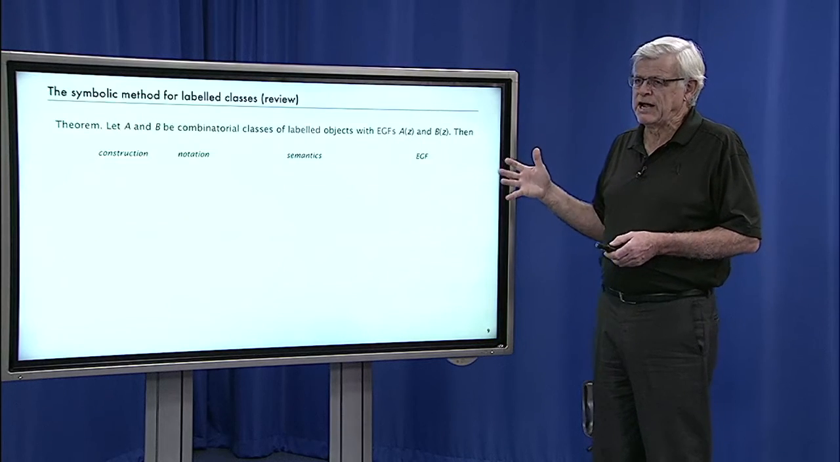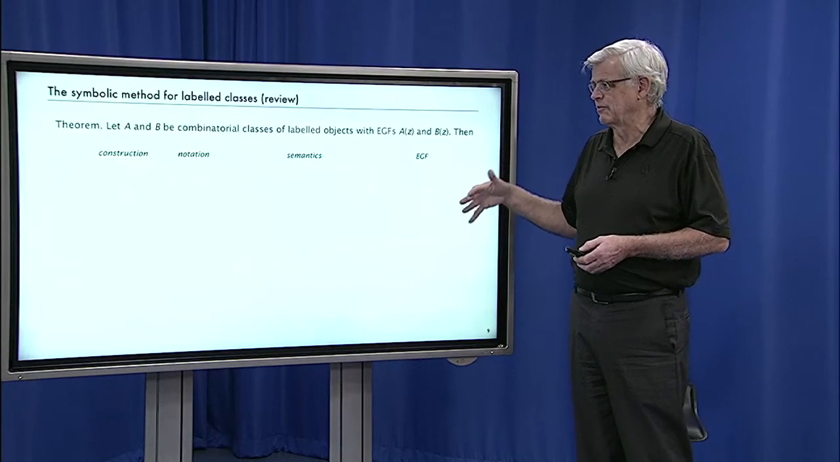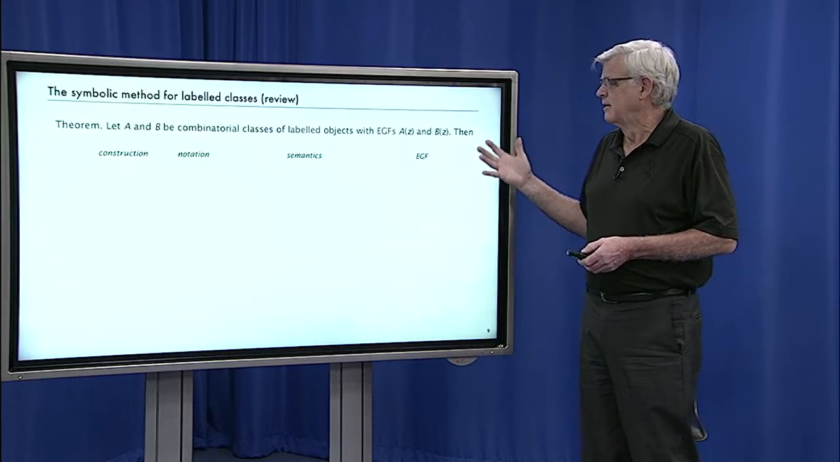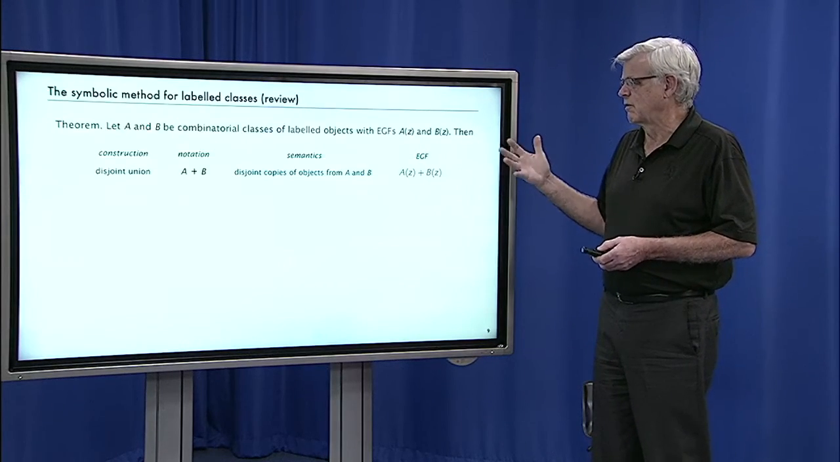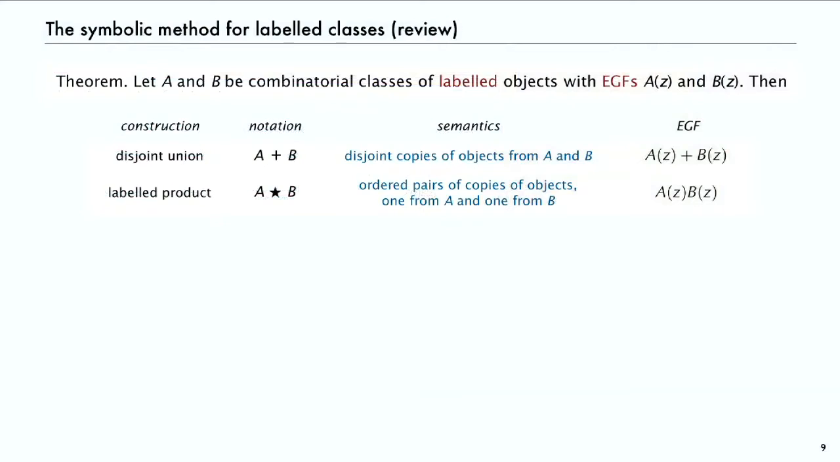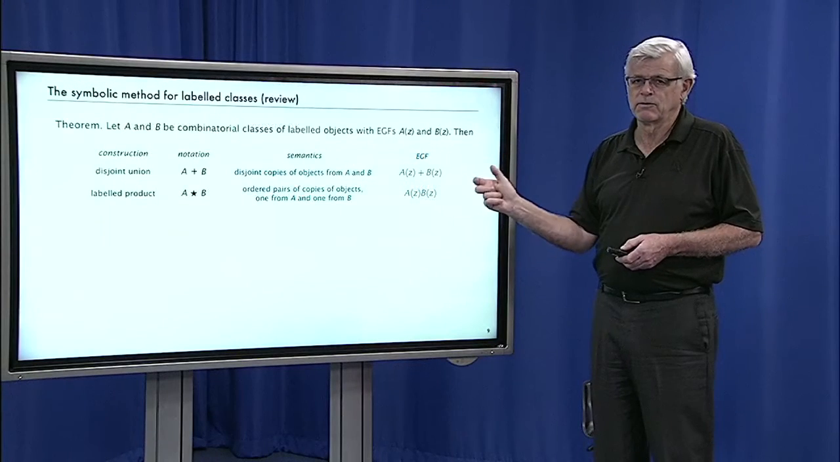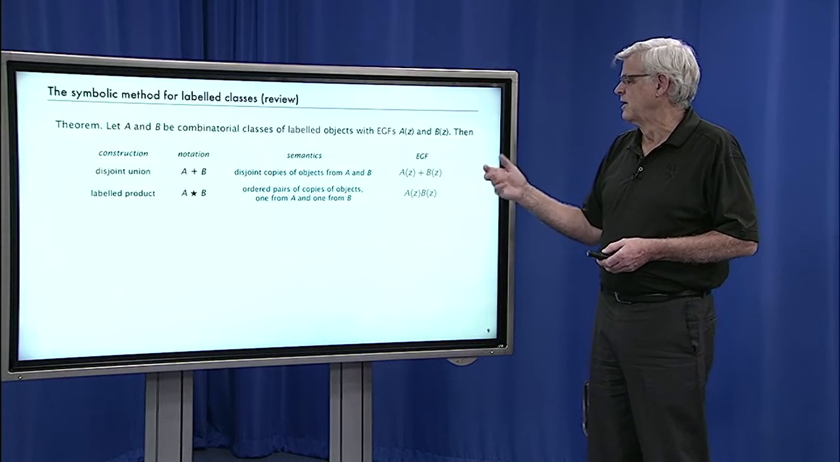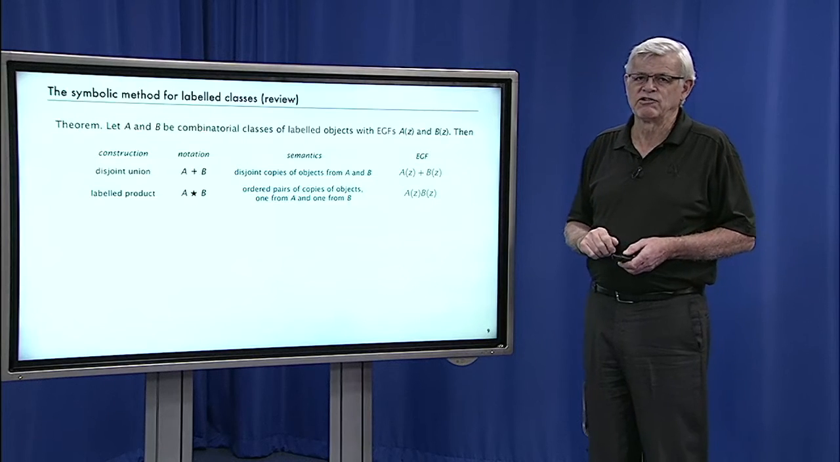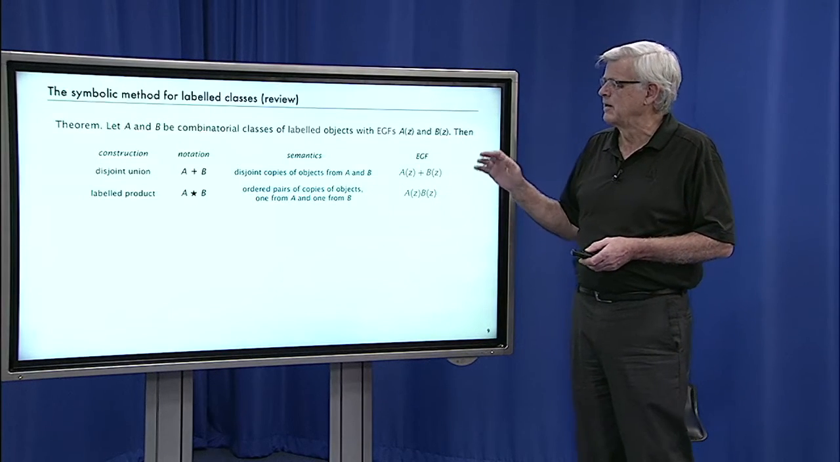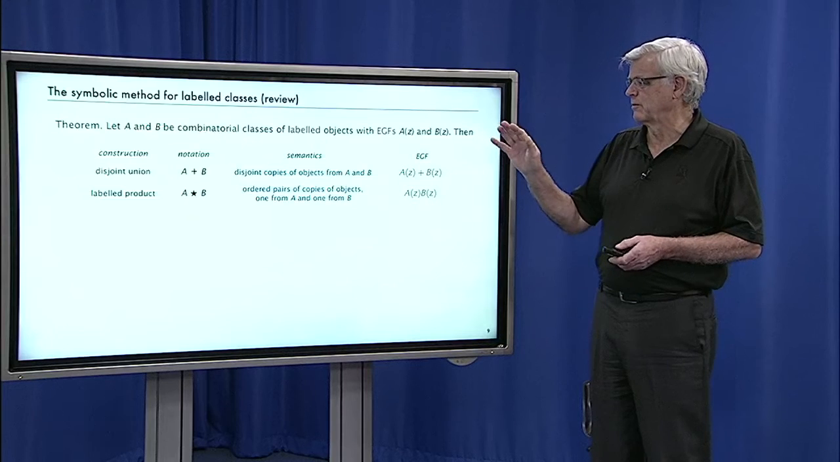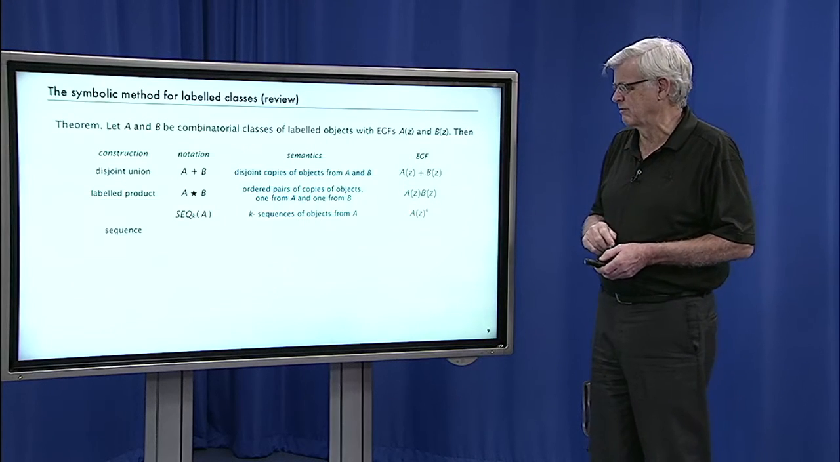So now let's look at how we get at these counting results from the symbolic method. This is just a review of what we talked about in lecture 5. If we have combinatorial classes of labeled objects, then we have these basic operations that we can perform on the classes: disjoint unions, taking ordered pairs, relabeling in all ways, and then the corresponding operations on the exponential generating function give us a symbolic transfer from the construction right to the generating function.